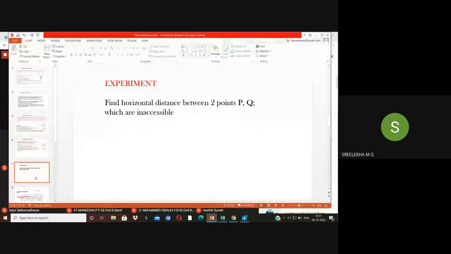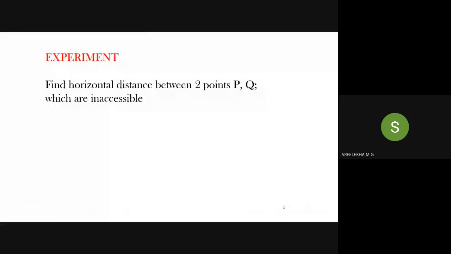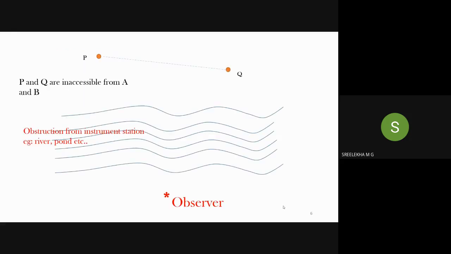Okay, so just note down this problem. You have to find out the horizontal distance between 2 points P and Q which are inaccessible. In the last class, it was accessible and you were using repetition method. So what do you mean by inaccessible? So consider a case here. Some river or pond or sea like that. Some obstruction is there. Here this is the station of the observer and you have to find out the distance between 2 points P and Q.